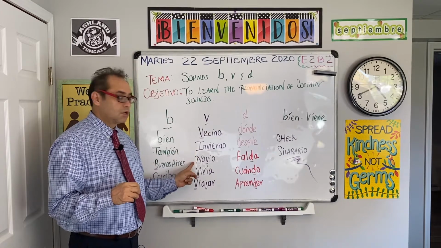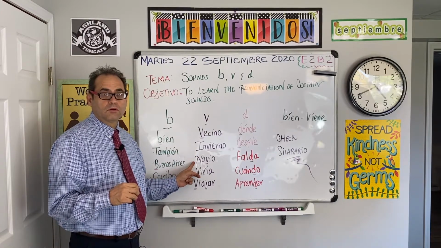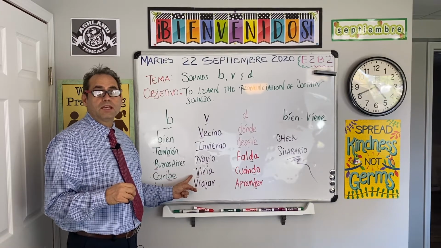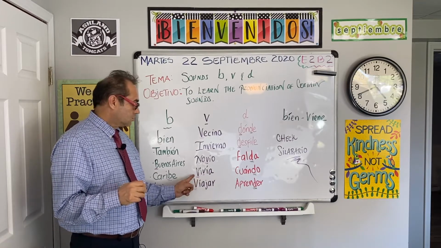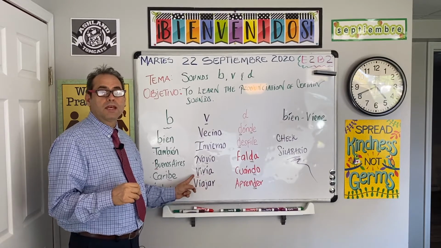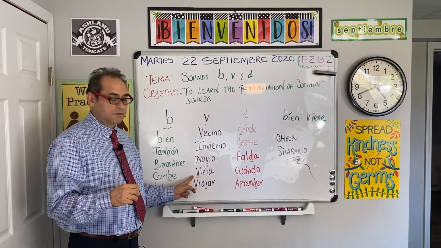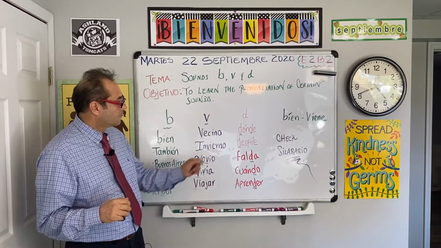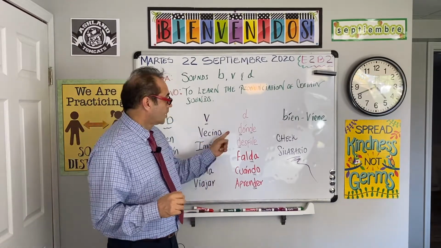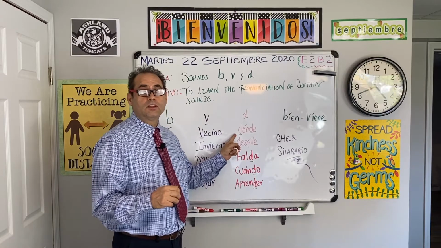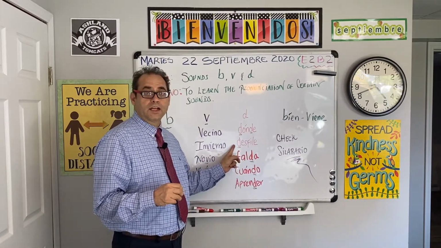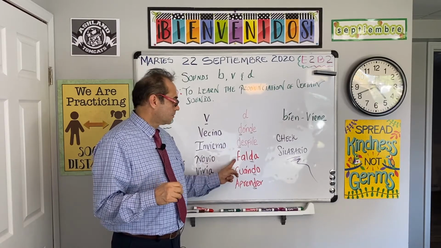Invierno, novio, boyfriend. Vivía, vivía. Stronger, softer. Vivía. ¿Sí? Viajar. Now let's do D. Donde. Stronger, softer. Desfile. Falda.